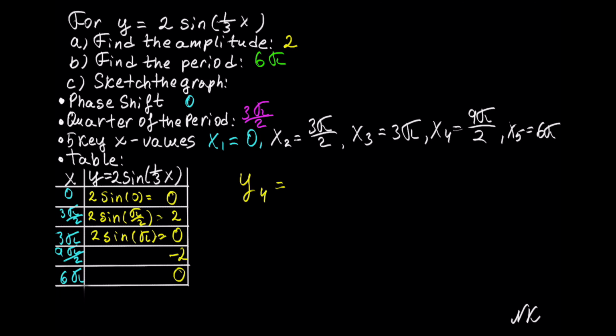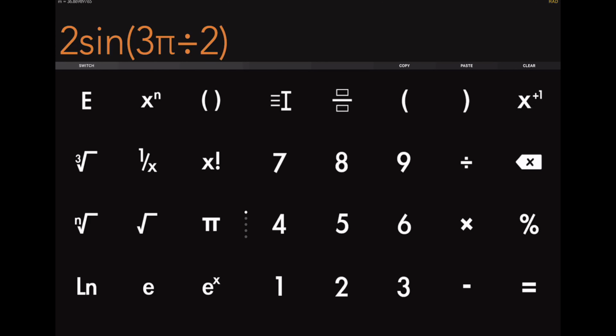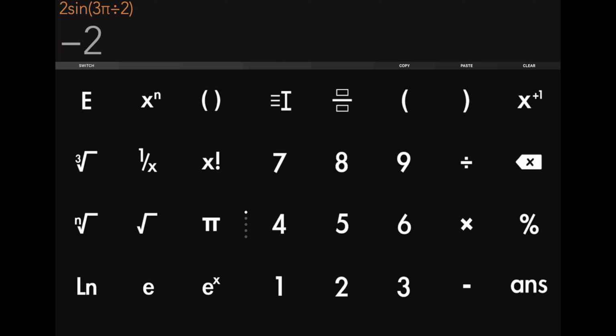y4 can be calculated by taking 2 sine of 1/3 of x and substituting x4 in there, which is equal to 9 pi over 2. 3 and 9 can be reduced by 3, and we get y4 is equal to 2 sine of 3 pi over 2, since 9 divided by 3 is 3. 2 sine of 3 pi over 2 is equal to -2.